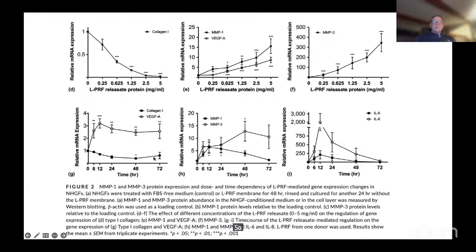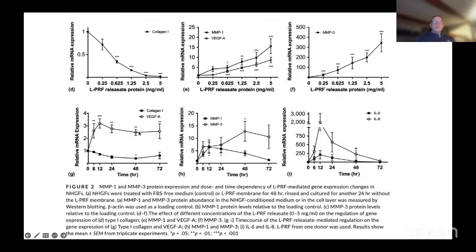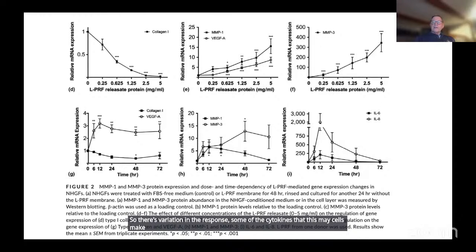So there's also a time response. If you treat the cells with this releasate, then collagen goes down and VEGF goes up, and MMPs behave this way. Some go up and stay up, some go up and come down. So there's variation in the response. Some of the cytokines that these cells make, they don't make huge levels of interleukins, but in these conditions they go up quite a bit in these cultures.